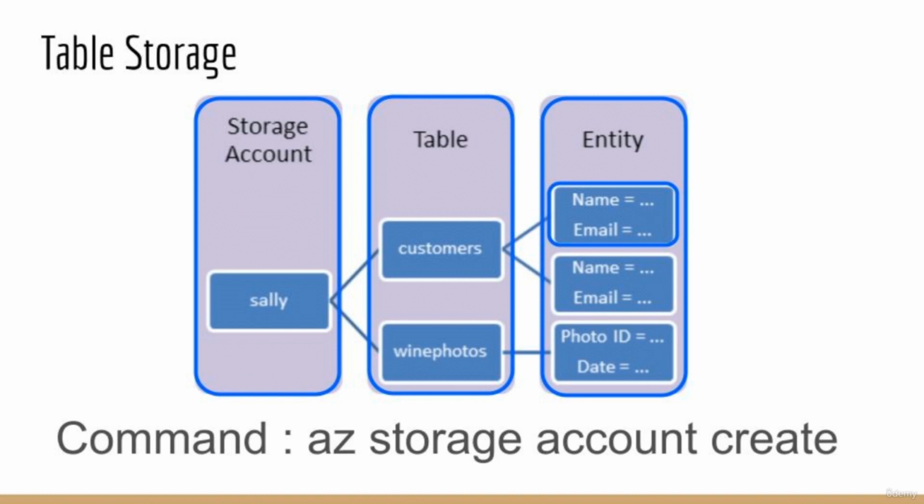Third, entity. An entity is a set of properties similar to a database row. Fourth, properties. A property is a name-value pair. Each entity can include up to 252 properties to store data. And to create an Azure resource to store data in Azure Table Storage, we need to run the command az storage account create.